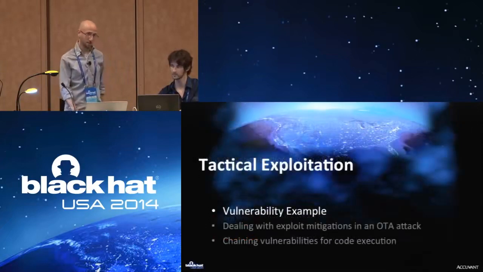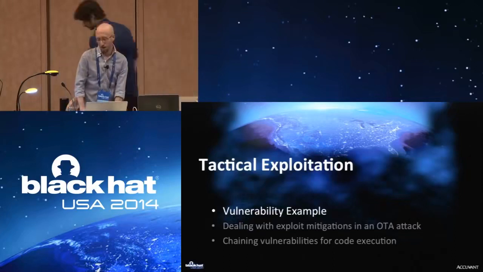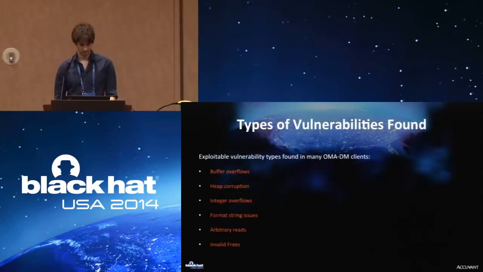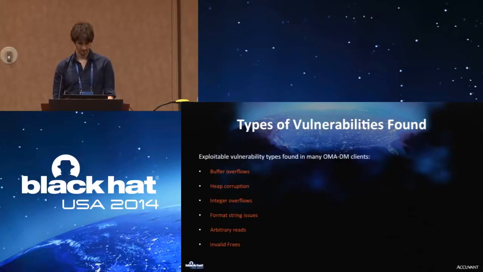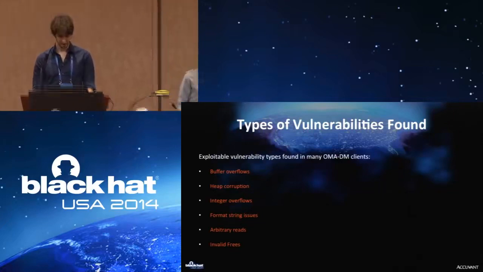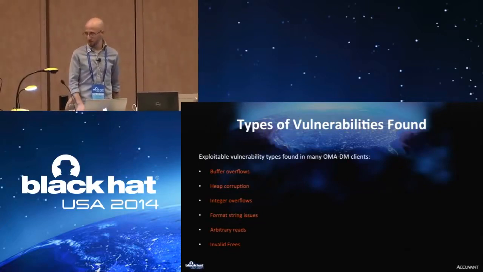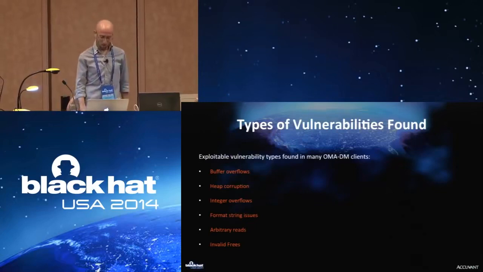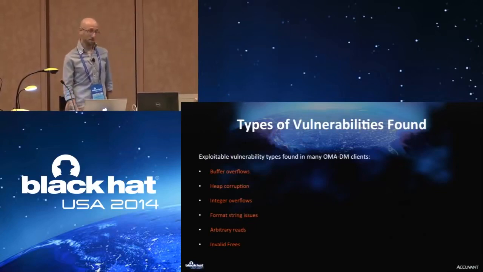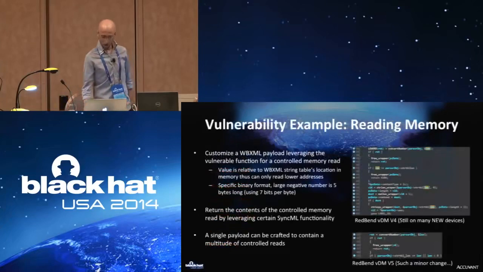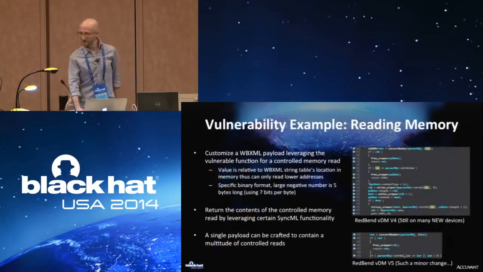Now, tactical exploitation. That's where it gets a lot more fun. You want to go into some of the details? So, the types of vulnerabilities we actually found. On the clients that did not have the built-in functionality to install apps, which were actually a lot of them, we found a fairly significant set of memory corruption and related vulnerabilities: buffer overflows, heap corruption, integer overflows, format string issues, arbitrary reads, invalid frees, and others. I'll let Mark go into our favorite vulnerability, reading memory.